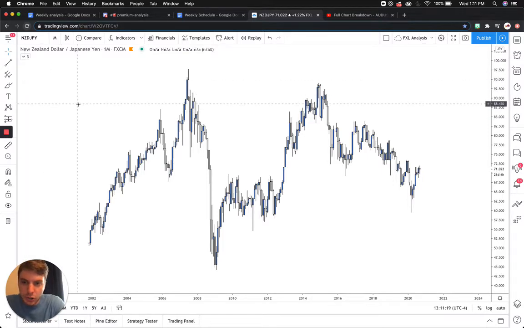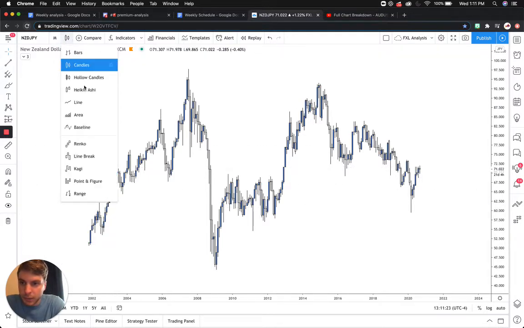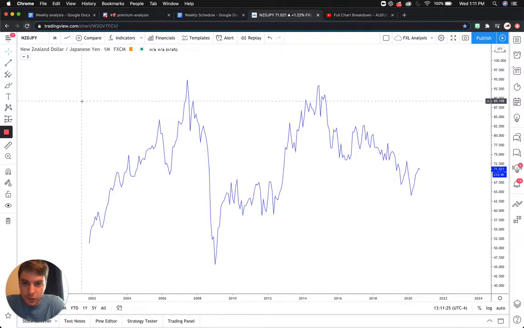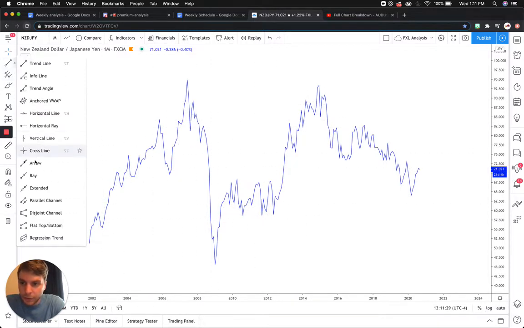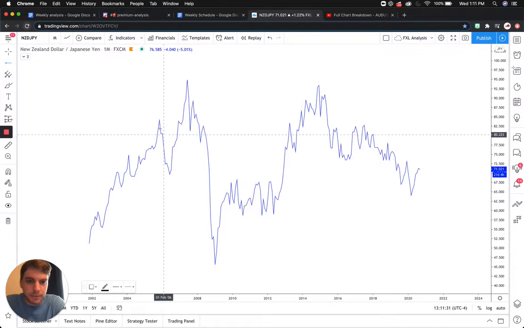We want to clean up the chart and start on the highest time frame here, the monthly time frame. Now I'm going to move over to the line chart. All I want to see is this line chart, nothing else. From this point, I want to start identifying support and resistance, the higher time frame support and resistance naturally because we're on the monthly. I want to find the most significant levels on this particular chart for this pair.